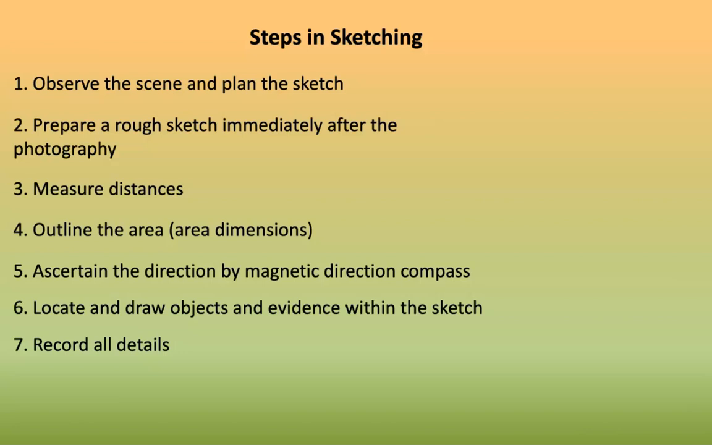Then we need to ascertain the direction with the help of a magnetic direction compass. Now each one of us has a direction compass in our mobile phones, so it is very much available right away, but it is still advisable to use the physical, manual compass there, as it is more accurate to ascertain the north and south pole. So why are we using the direction compass here? So we can ascertain on the sketch the direction of each and every evidence, whether it was in the north direction, east direction, west direction, or so on.